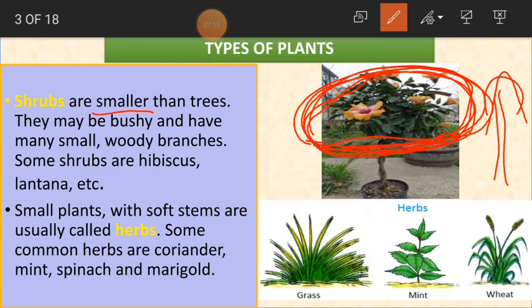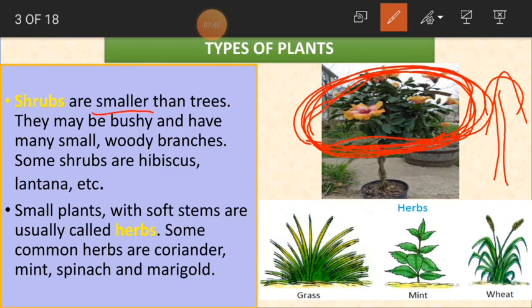For example, we have hibiscus. I think most of our houses have this plant, which gives beautiful flowers in beautiful colors. So many colors, yes or no? It does not grow tall like a neem tree, but it has so many branches and so many leaves, and this plant is called a shrub, children.